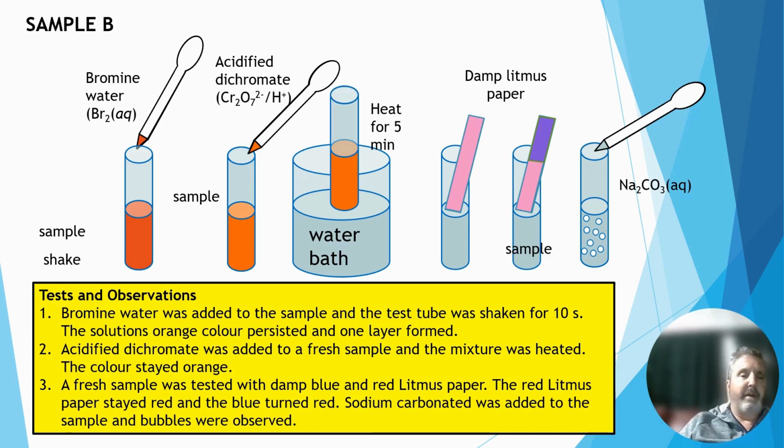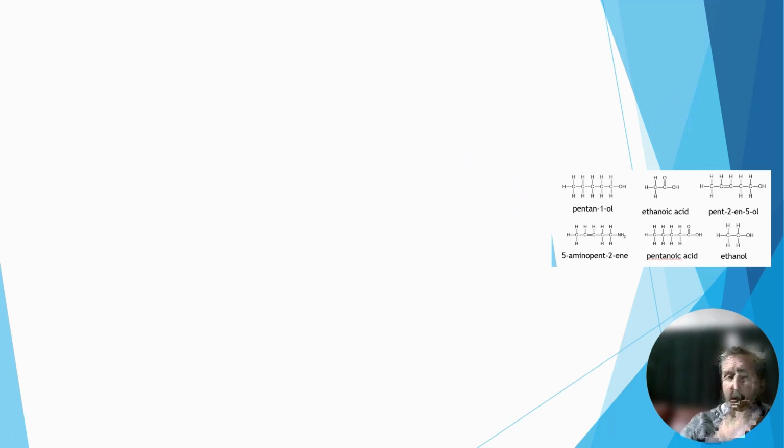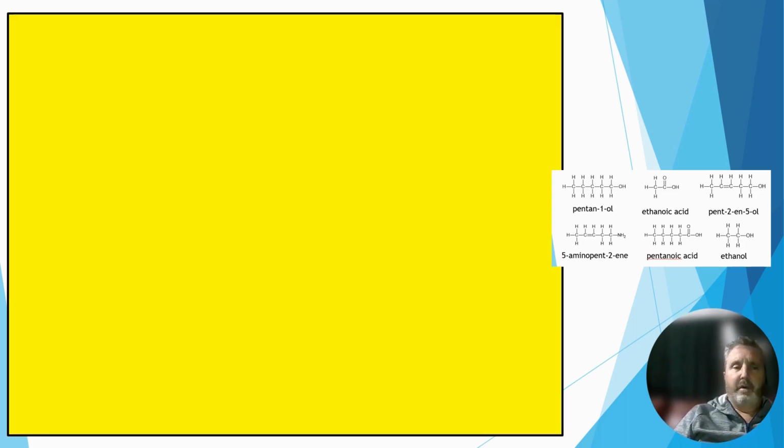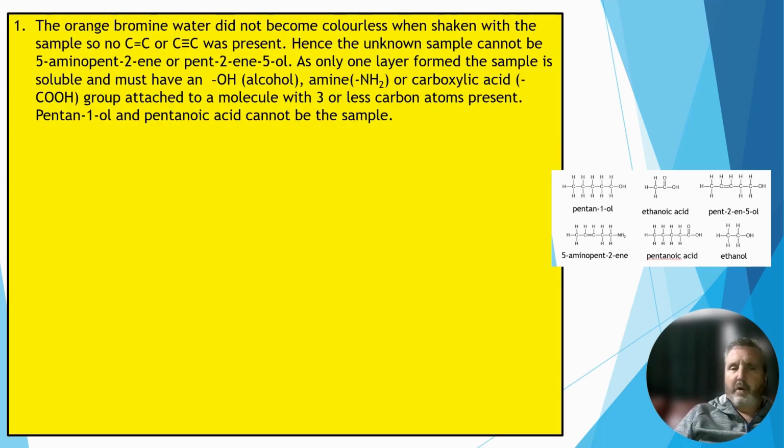And then on the next page here, I'm going to write. So let's see if we can identify and explain what molecule this is. Remember, the bromine water did not go colorless when we shook it. So there's no carbon double bond carbon or carbon triple bond carbon. Hence, we can cross out here the 5-amino pent-2-ene, and we can cross out the pent-2-ene-5-ol.